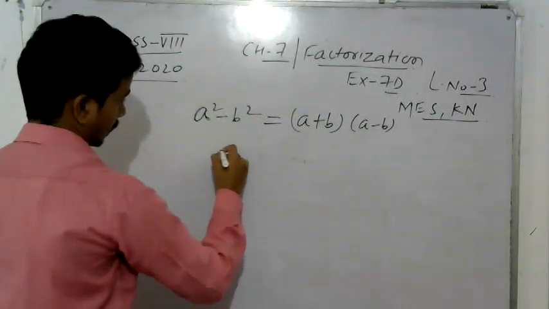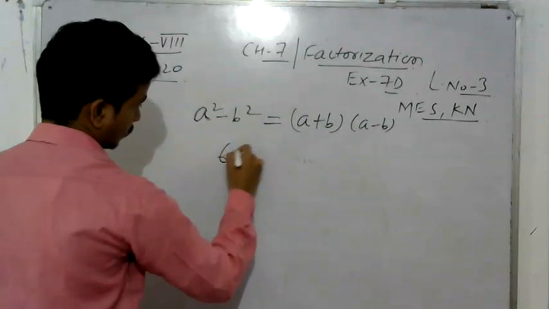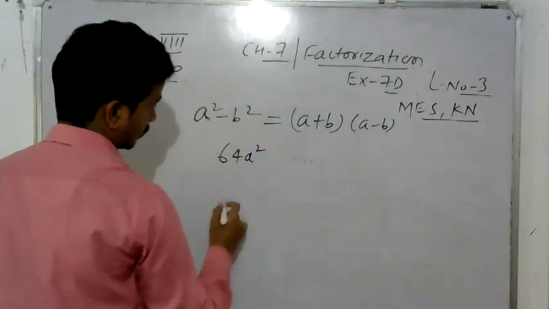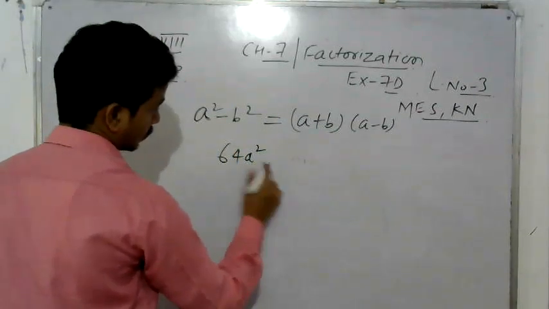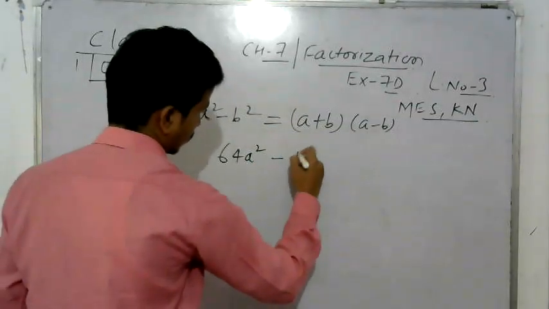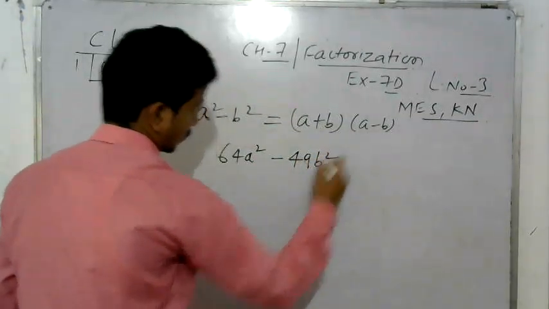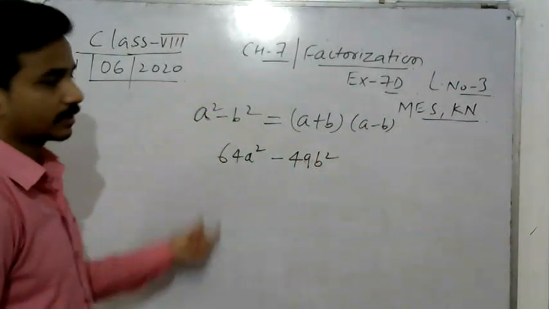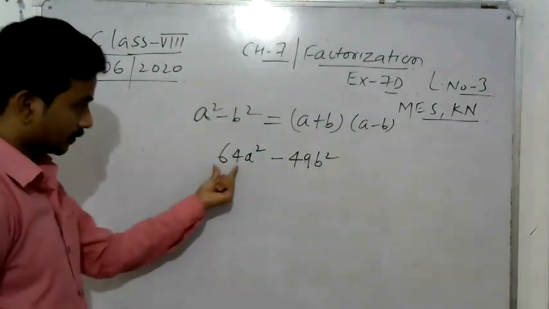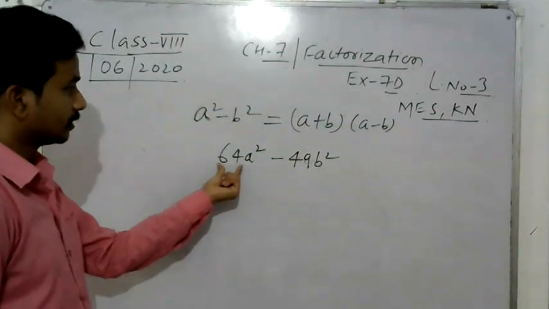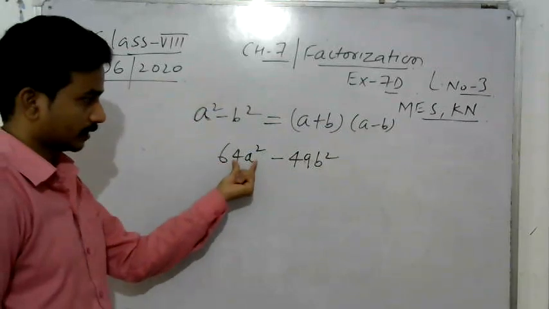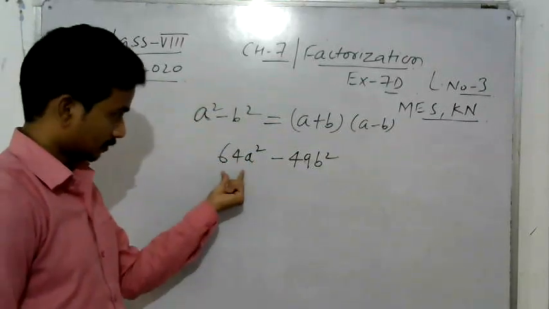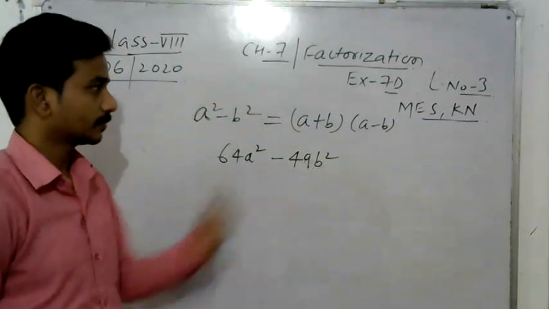Suppose 64a square minus 49b square is given and we have to factorize it. How will we factorize it? First of all, write it in the form of something whole square minus something whole square.